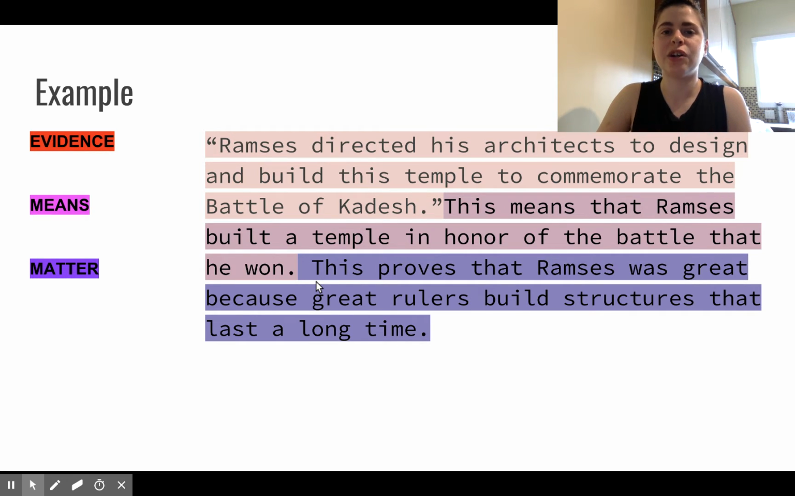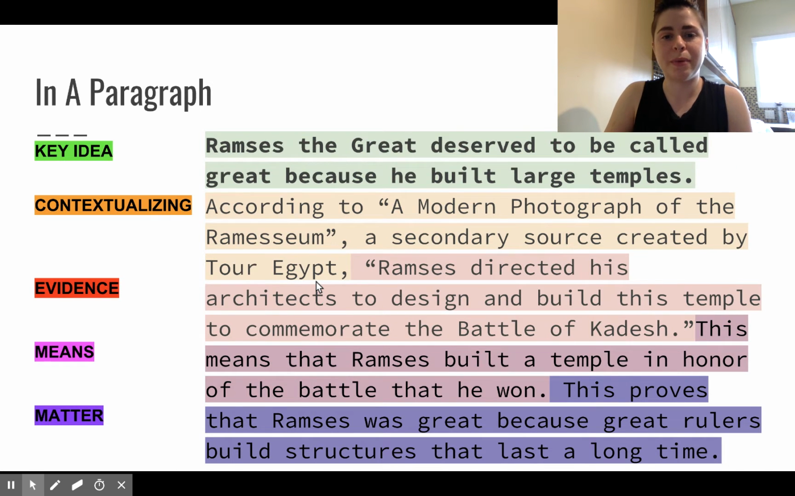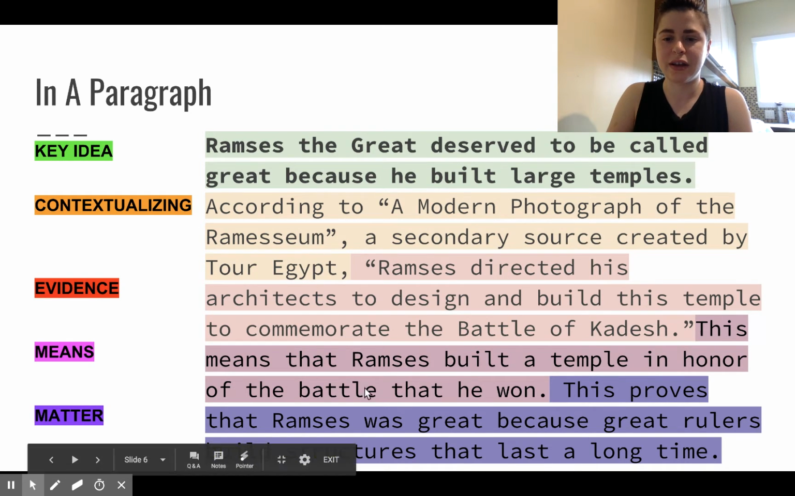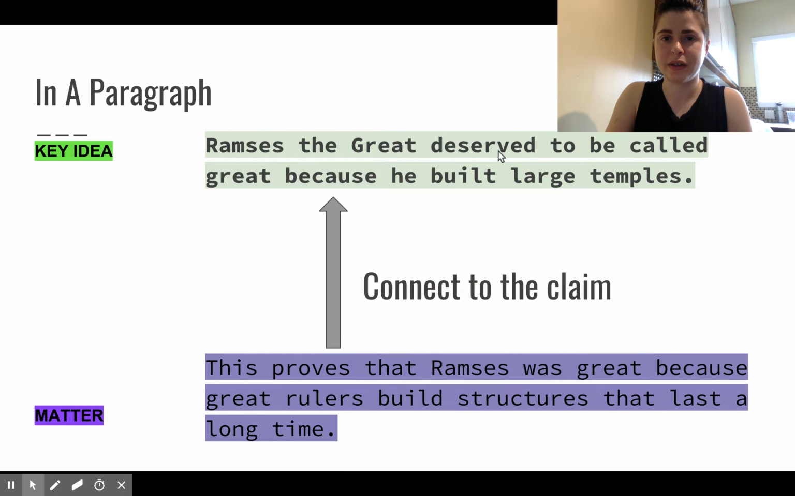This is the key. You're making sure that when you're explaining what it means, you're relating it back to the idea of the claim, in this case, a great ruler. So in a paragraph, what this looks like is you've got your key idea, you're contextualizing your evidence, you explain why it matters, and your 'why it matters' connects back to that same key idea, that same claim that is the whole point of your essay. So you're not just saying it's important because I think so. You're actually saying it's important because here's how it proves my argument.